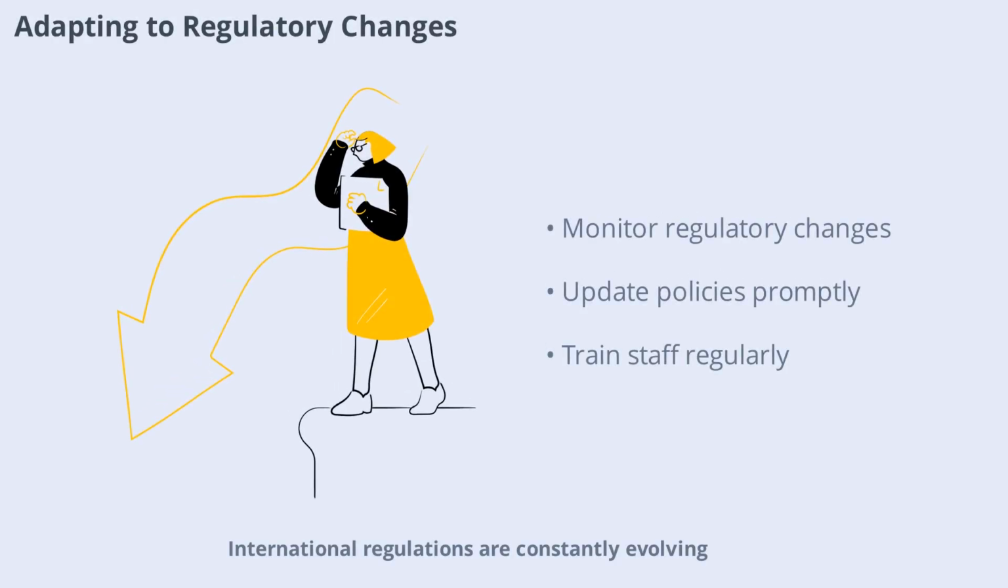International regulations are constantly evolving, and companies must adapt quickly to stay compliant. This requires monitoring regulatory developments, updating policies, and training staff. Working with legal advisors and industry associations can help businesses anticipate changes and respond effectively. Staying agile in the face of regulatory change reduces risk and supports long-term success.